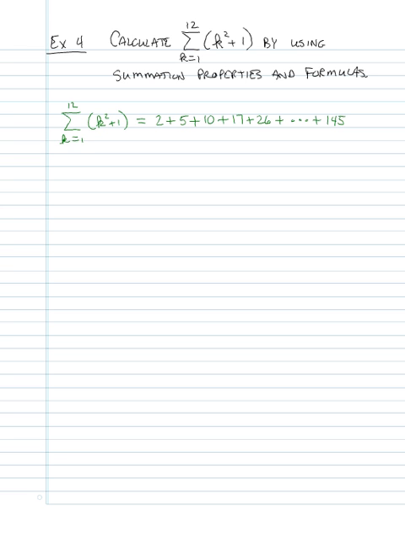and formulas. And so the first thing we're noticing is that we have a sum of an addition. That is, what we're summing up has an addition in it. And so we can use that second property of summations, which tells us that we can actually break this into two separate summations, similarly to what we just did in the last example. So we have the sum of k squared from k equal 1 to 12 plus the sum of 1 from k equal 1 to 12.